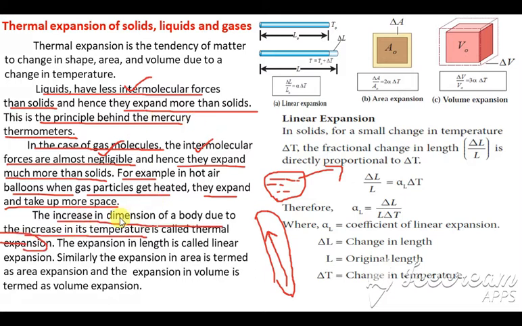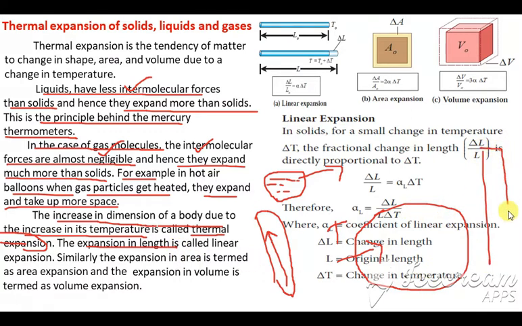Increase in the dimension of the body due to the increase in the temperature is called thermal expansion. So the object increases in size because the temperature increases. When the dimension increases due to the temperature increase, it is called thermal expansion. If it expands in length, it is length expansion; if area expands, area expansion; if volume expands, volume expansion.